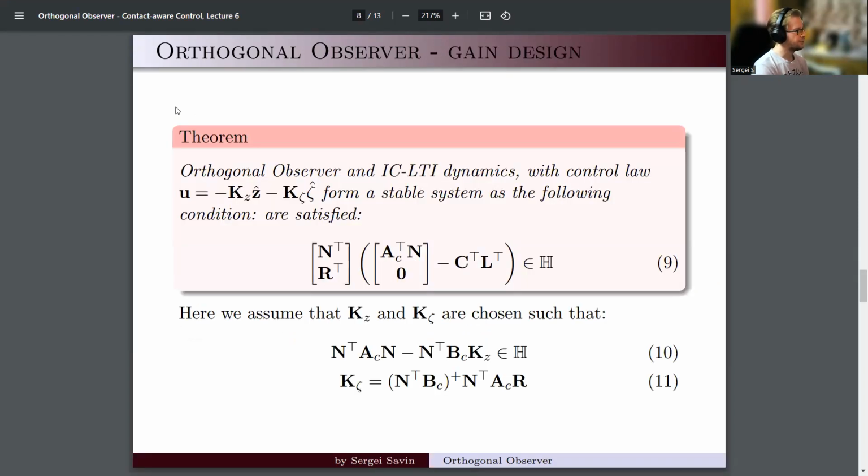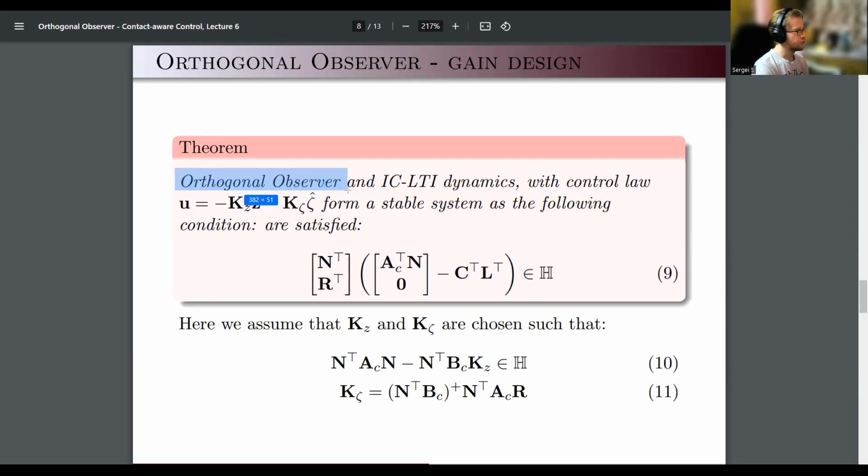Okay, so here's a theorem. The orthogonal observer, what we saw before, and the associated implicit constraint LTI system, with this special control law, which is designed like this, minus Kz times the estimate of z, minus K zeta times the estimate of zeta, would form a stable system if the following conditions are satisfied. And the conditions are here.